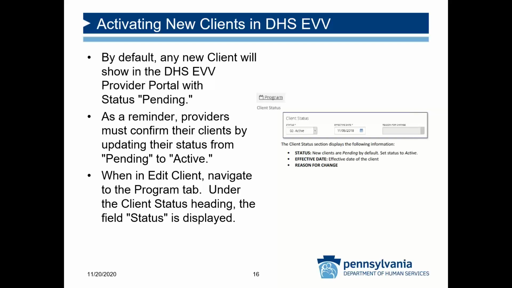Activating new clients in DHS EVV. By default, any new client will show in the DHS EVV provider portal with status pending. As a reminder, providers must confirm their clients by updating their status from pending to active. When in Edit Client, navigate to the Program tab. Under the Client Status heading, the field status is displayed.